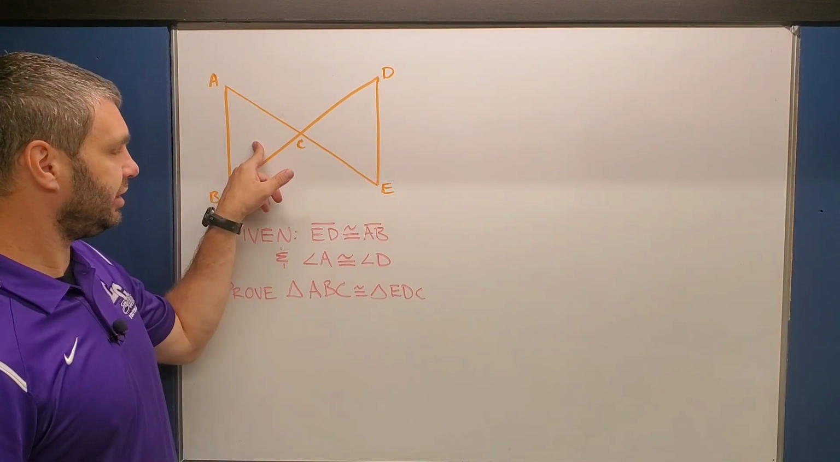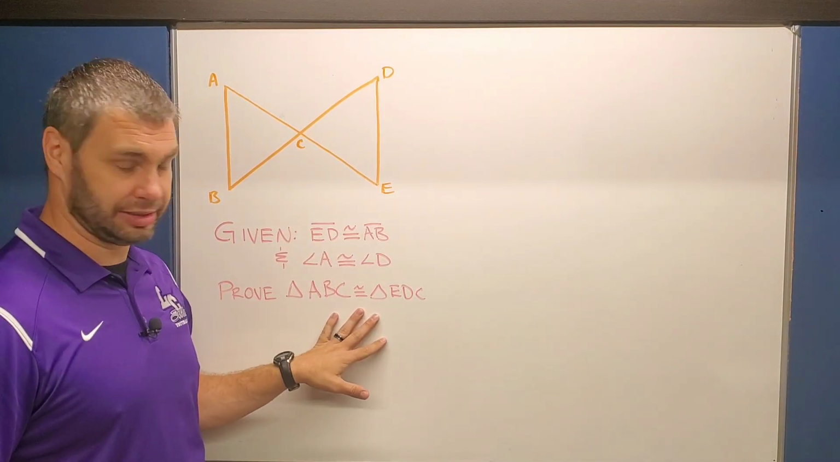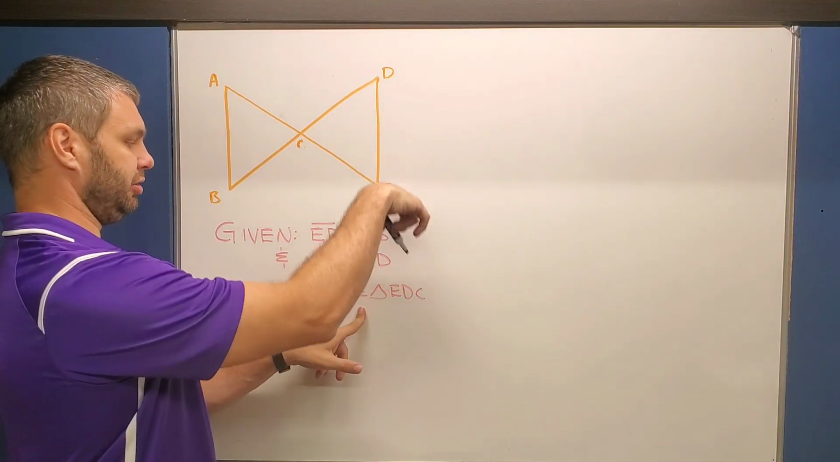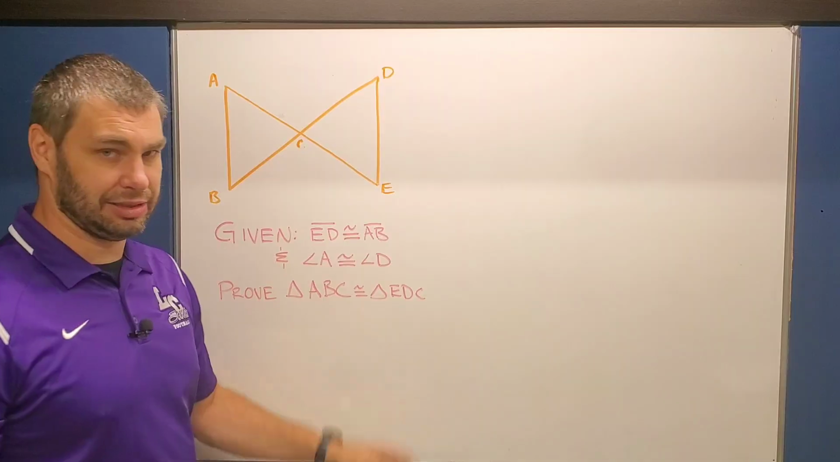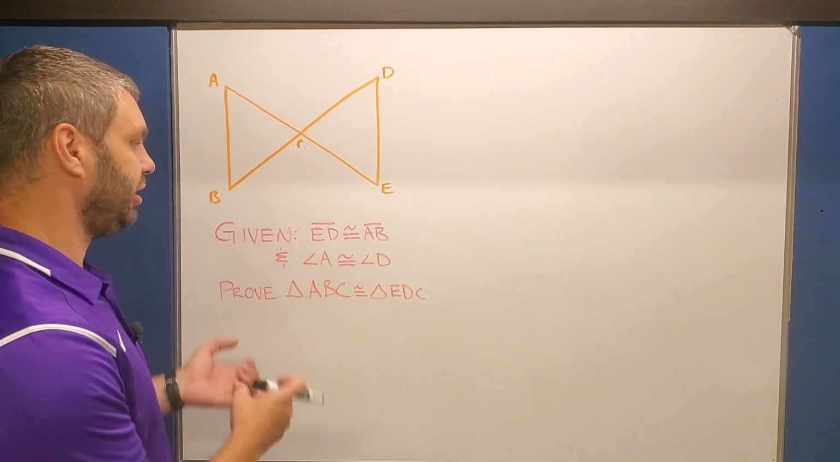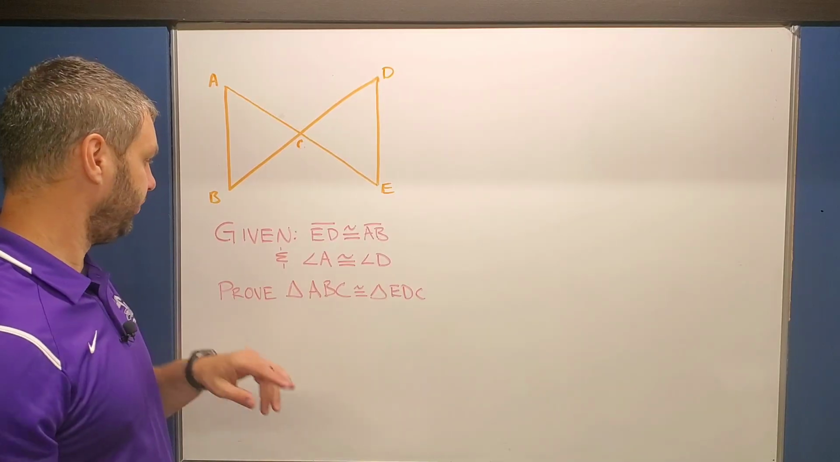Here we need to prove that this left triangle and this right triangle are congruent. Or you might say triangle ABC is congruent to triangle EDC. So that's kind of what's going on in this one. And they usually give you a couple things, and we're going to take those and put those into a two-column proof. So what do they give us?